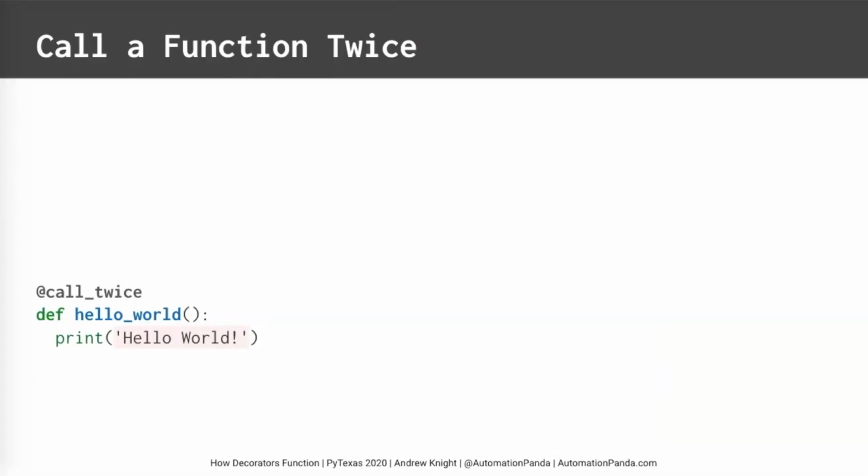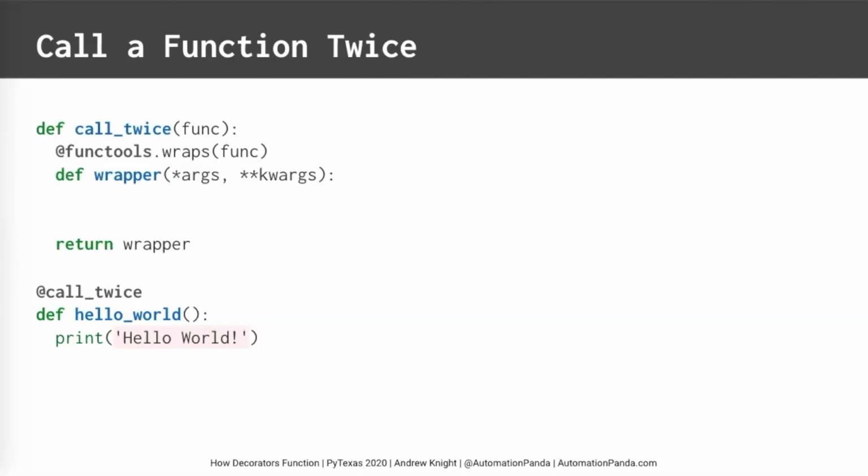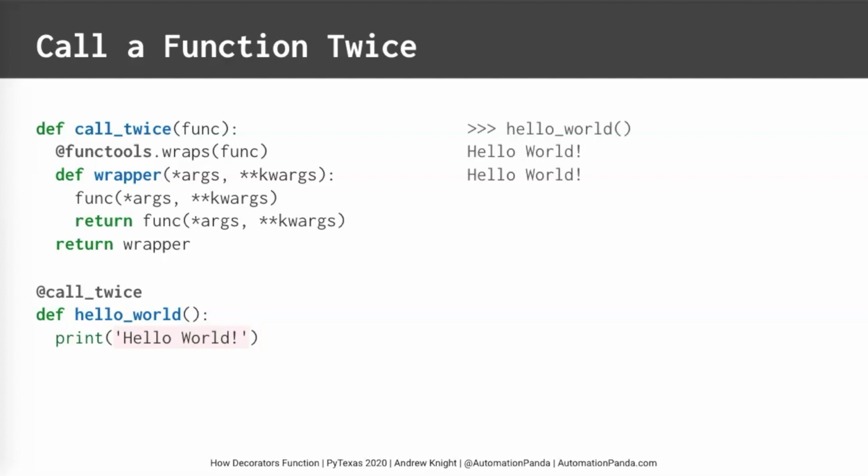You can write a decorator to call a function twice. Start with the decorator template and call the inner function twice. Return the final value for continuity. And bam, it works.